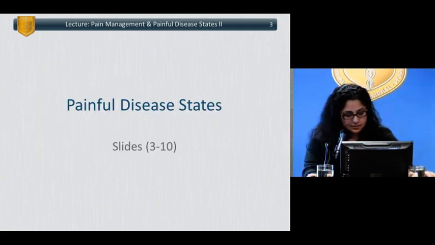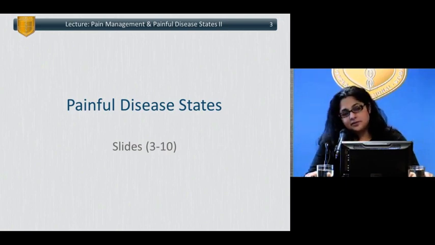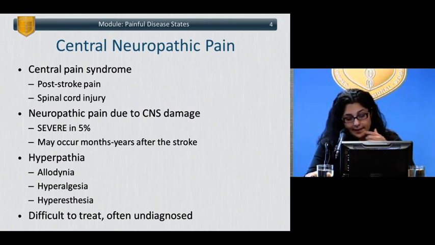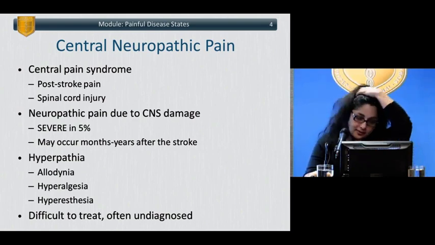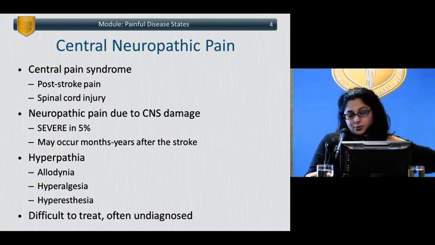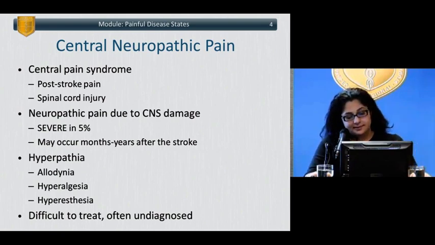Now, for the past 15-20 minutes, we were talking about different types of peripheral neuropathic pain. We're now going to focus our attention on some of the central neuropathic pain syndromes, post-stroke pain, and spinal cord injury pain. Again, these are sometimes the most difficult types of neuropathic pain that can be managed. They're often severe in nature.